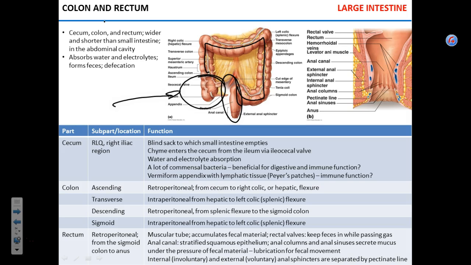Main function really, fecal formation. When we say absorption of water and electrolytes, let's not flatter ourselves. Most of the water and electrolyte absorption still happens in the small intestine. Sorry, that happens all the time. So, most of the electrolyte and water absorption happens in the small intestine. Large intestine squeezes out the last drops and packs the undigested stuff into feces.